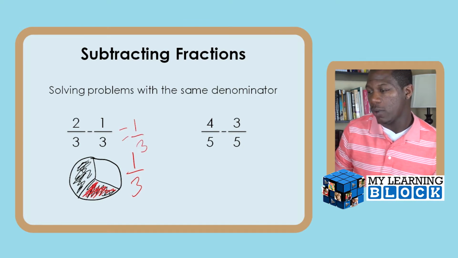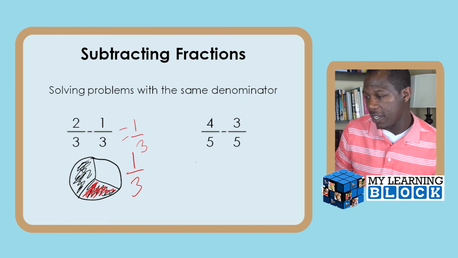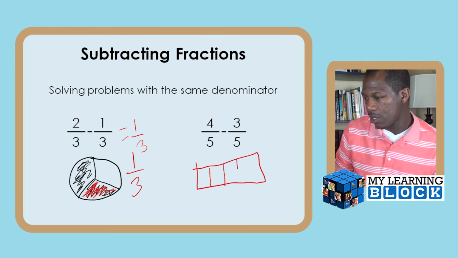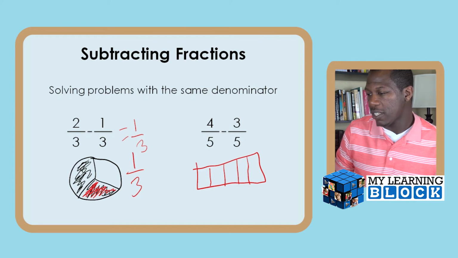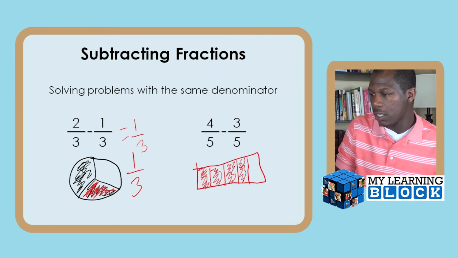For the next one, I'm breaking it up into fifths. Good luck with this one. I'm sorry if it's not right. 1, 2, 3, 4, 5. That's as close as I can get to equal parts. So breaking it up into fifths, I'm going to start off with 4/5. So I'm going to go 1, 2, 3, 4. So 4 out of 5 are colored red.